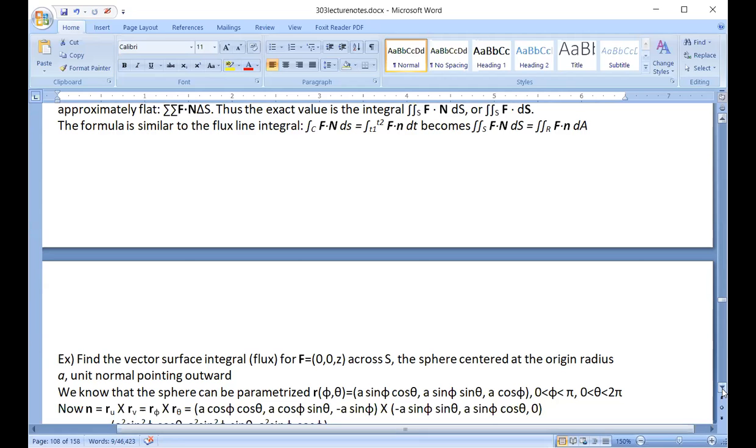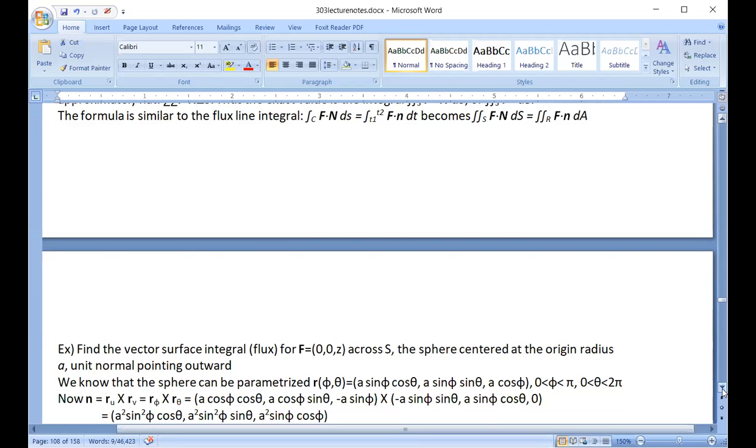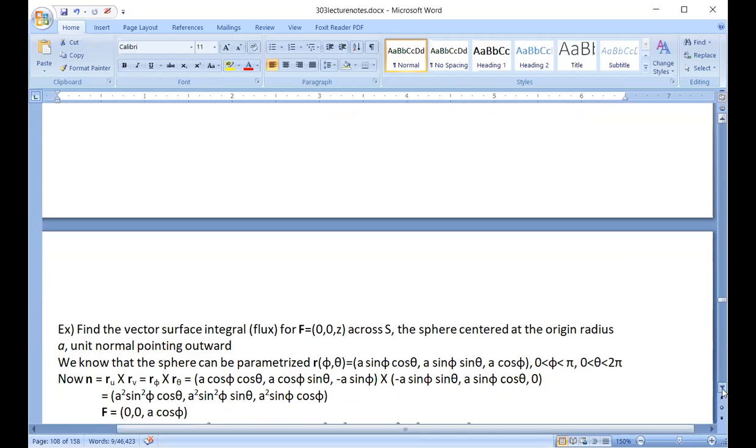Now we take the cross product. And taking the cross product, you get a squared sine squared phi cos theta, comma a squared sine squared phi sine theta, comma a squared sine phi cos phi. So there's your normal vector, written in phi and theta. And now we'll have to write the vector field parametrically as well. That's very easy. It was just 0, 0, z. So now it's 0, 0, and z is a cos phi. So that's everything we need.